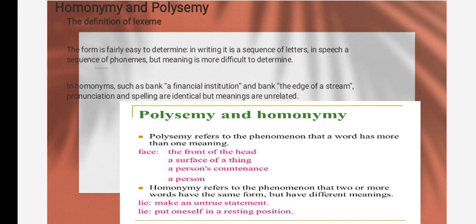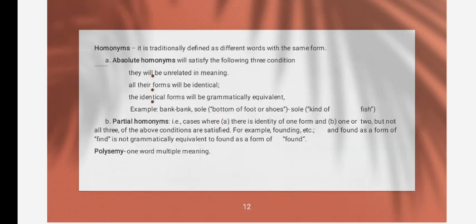Homonymy refers to the phenomenon that two or more words have the same form but different meanings. Lie: make an untrue statement. Lie: put oneself in a resting position. Homonyms are traditionally defined as different words with the same form. A. Absolute homonyms will satisfy the following three conditions. They will be unrelated in meaning. All their forms will be identical. The identical forms will be grammatically equivalent.